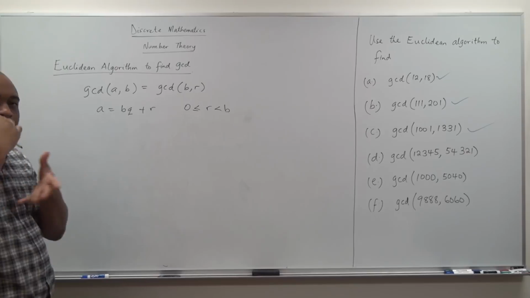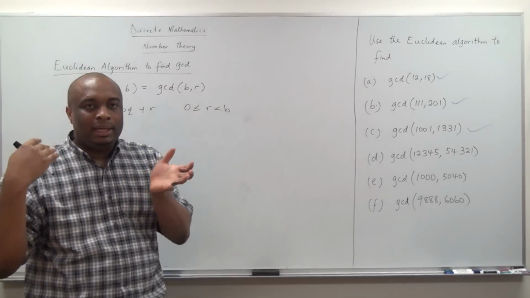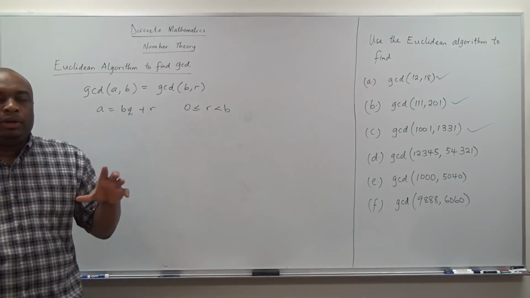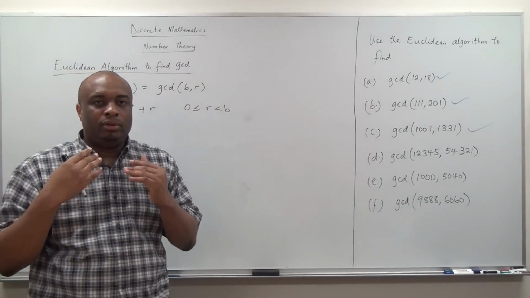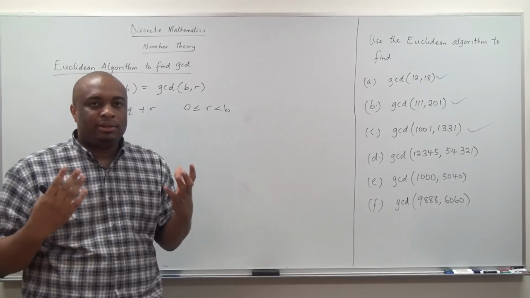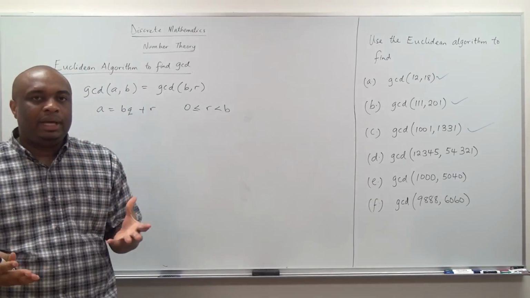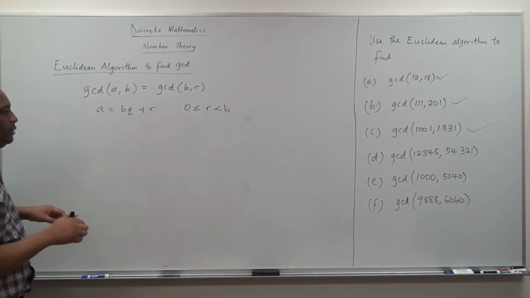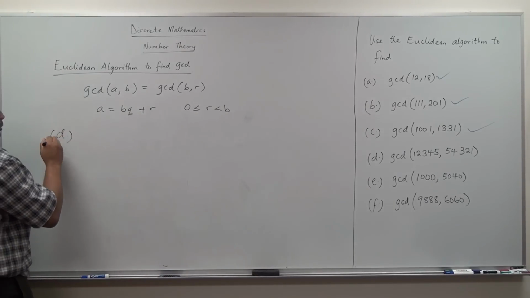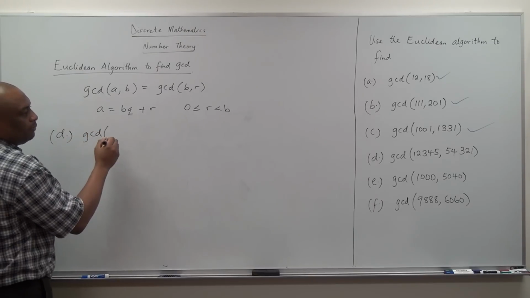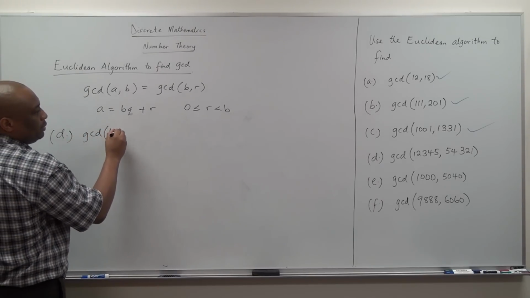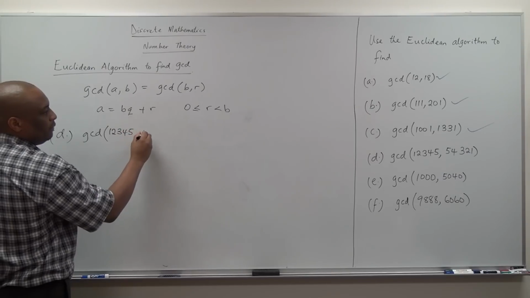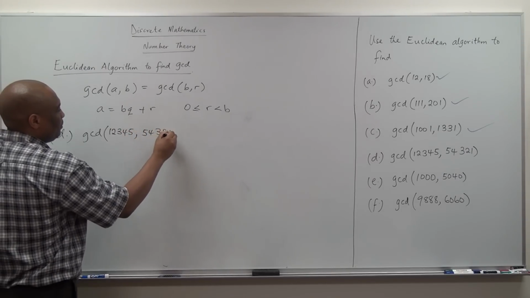And like we said, the dividend is always greater than the divisor because we don't want a fraction. We are dealing with integers, so our dividend will always be greater than the divisor. Know that also. Alright, for the GCD of 12345 and 54321.